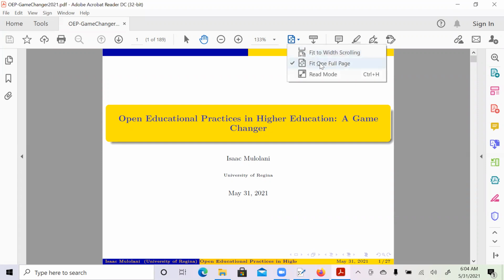Professor Mulolani, just to give you a background, we are not aware of these kinds of practices in common. So bear with us as laymen in this particular area. Over to you now.